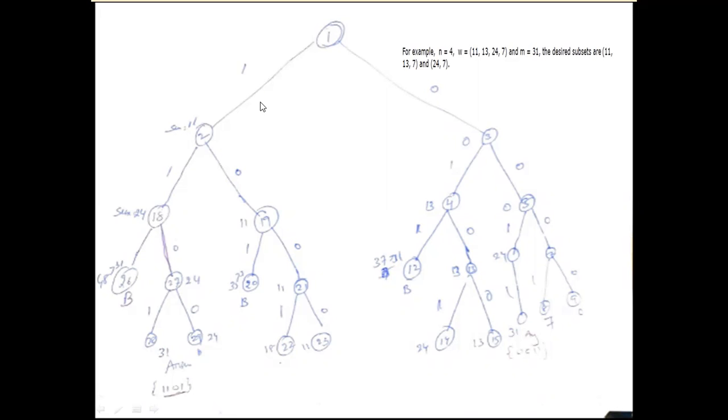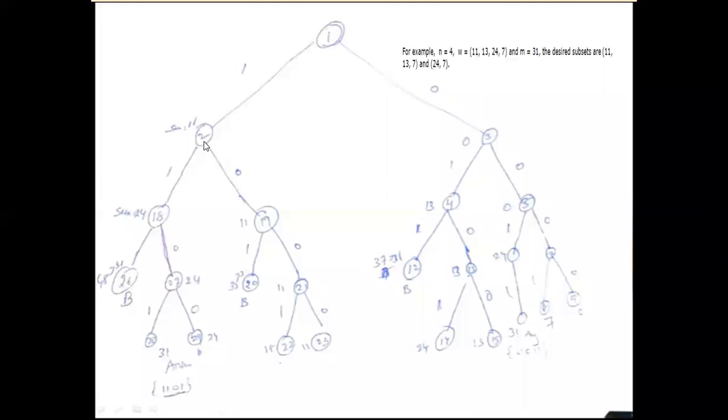Suppose the first node is expanded, generating the second node. Now the live node is the second node. The second node represents sum equal to 11, which means you are including only the first element in the sum. Sum equal to 11 is less than 31, our target sum.